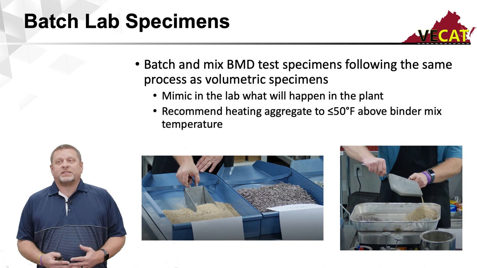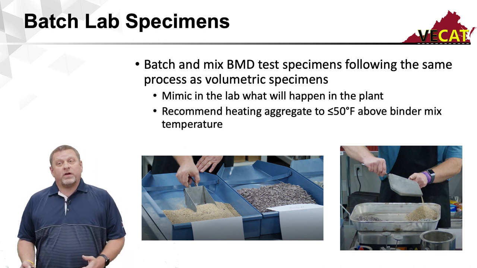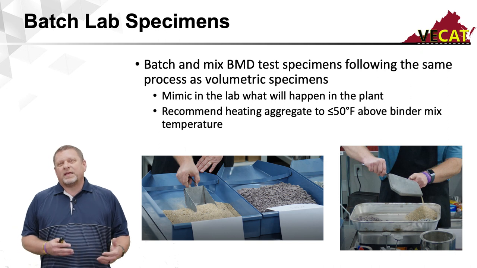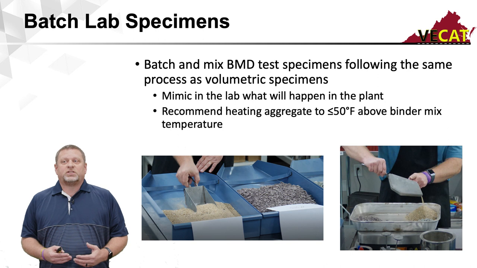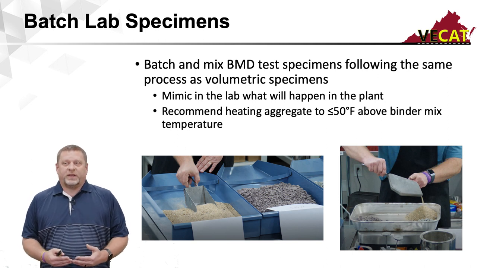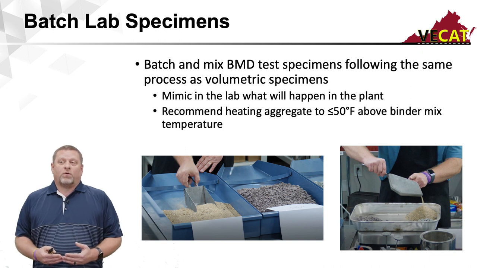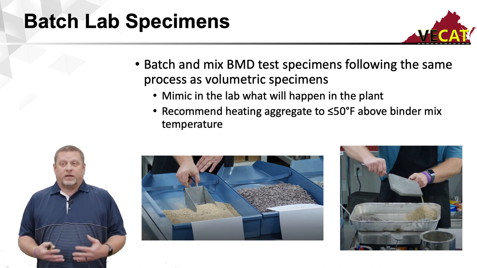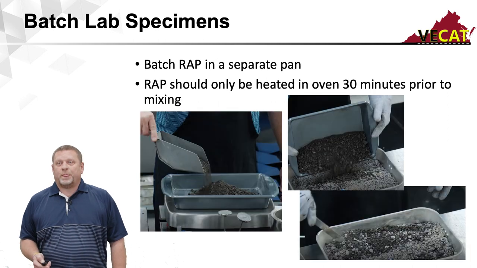When we batch our specimens, first thing we want to do, whether we're making a BMD specimen or a volumetric specimen, is mimic in the lab what actually happens in the plant. So it's important we pay extra attention to the care we take when we're making our specimens. We're batching here. You can see us weighing out in this image, trying to get to the exact weights we need for our proper blend that we're establishing during the design phase.